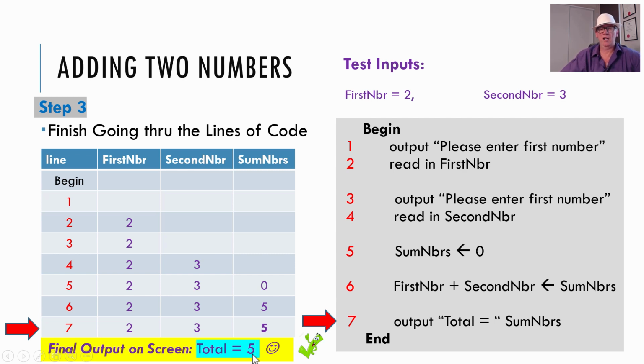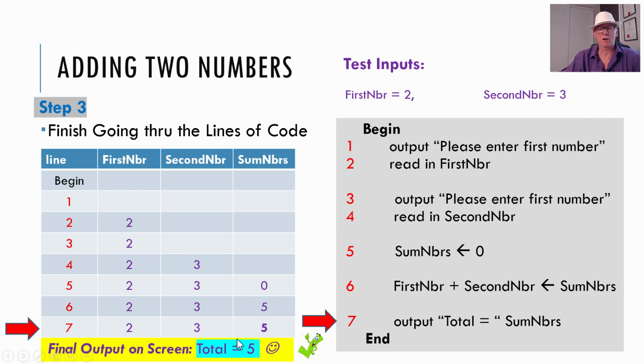So if you've been given just this algorithm, the pseudocode, on an exam question, and they said, what will be the output of this process if the first number equals 2 and second number equals 3? You would have to work that out, and the way you can do that is using a trace table.